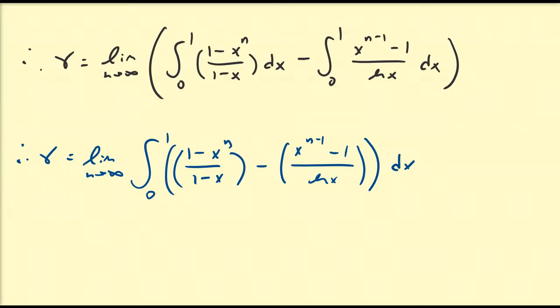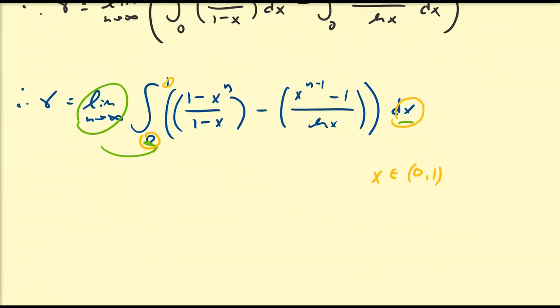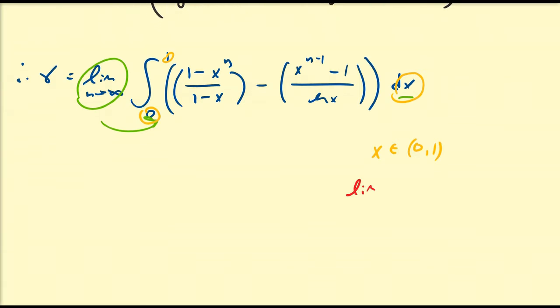So one can verify that you can pass this limit underneath the integral sign because this is an integral in x, this is a limit in n, and this function underneath we can find that it is well behaved. So remember that x ranges from 0 to 1. So if x ranges from 0 to 1, then what can you say about the limit as n goes to infinity of x to the n and x to the n minus 1? So if x is a number between 0 and 1, when you exponentiate to a very large positive number, we can see that this limit is going to go to 0. So this is going to go to 0 and this is going to go to 0.